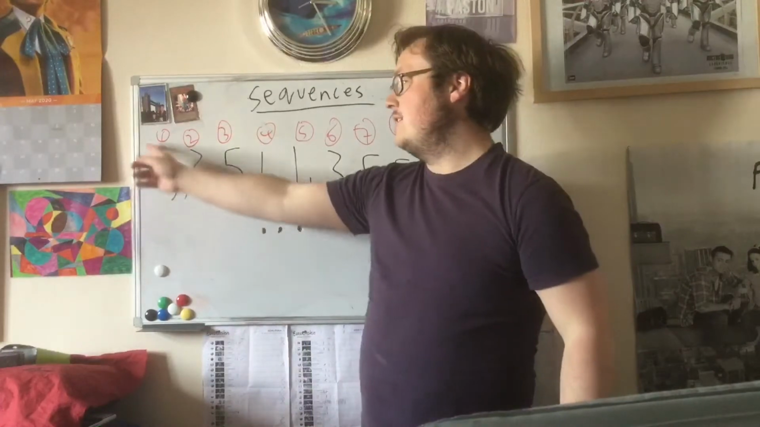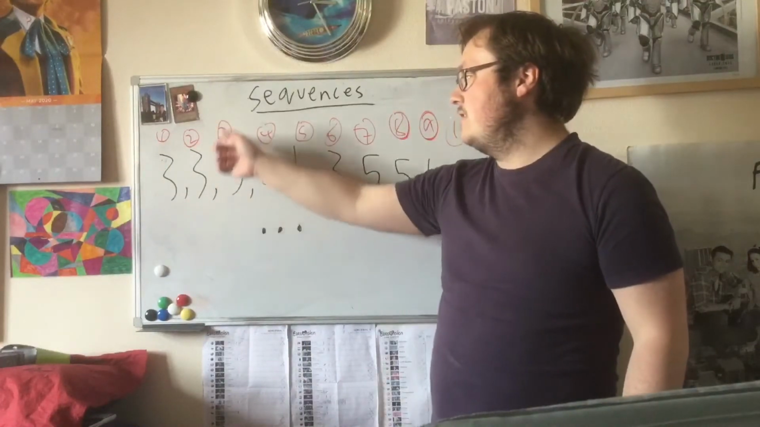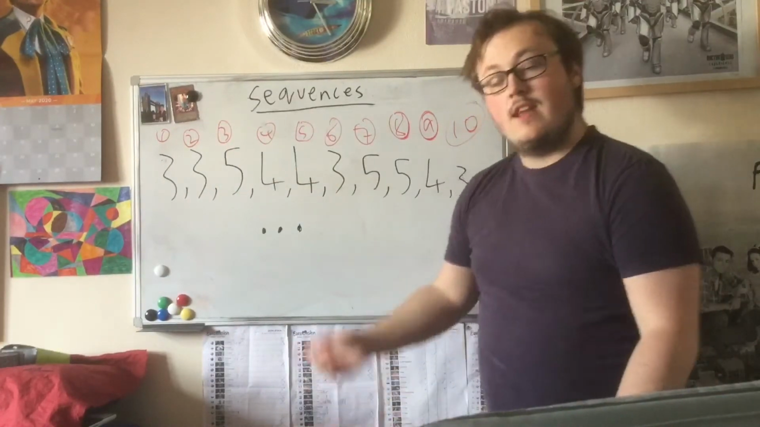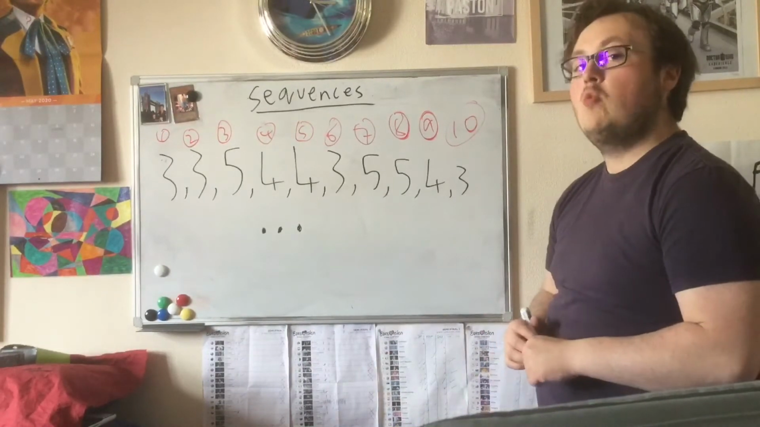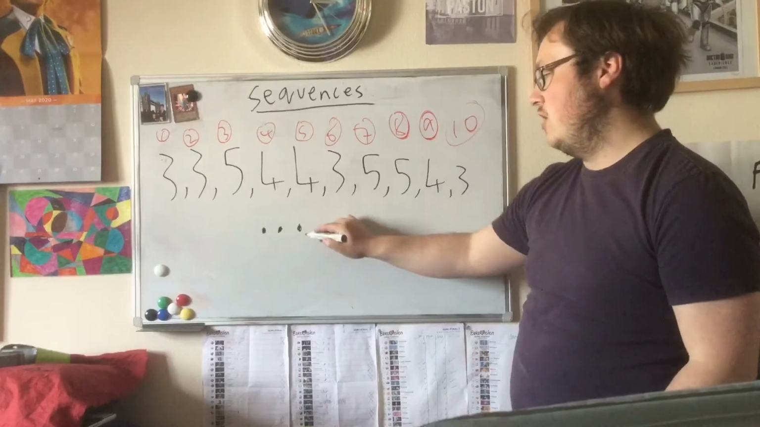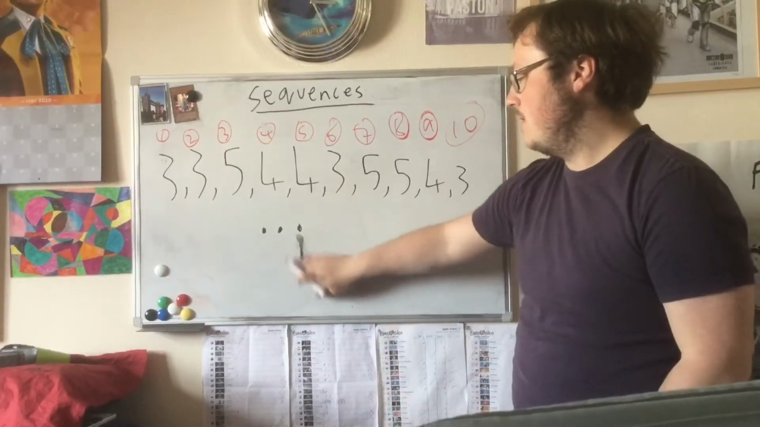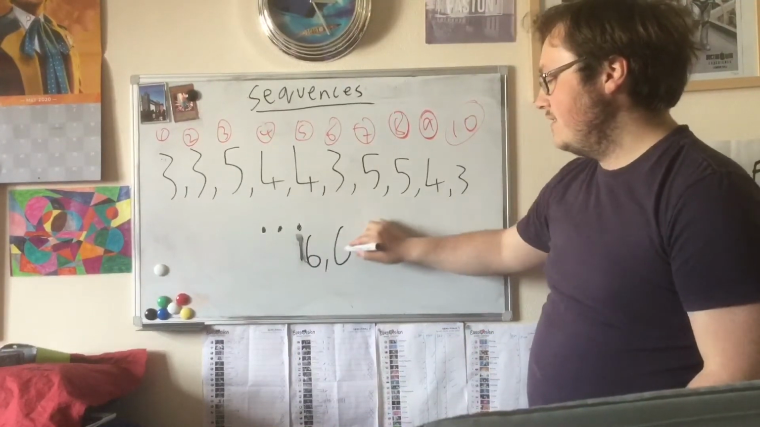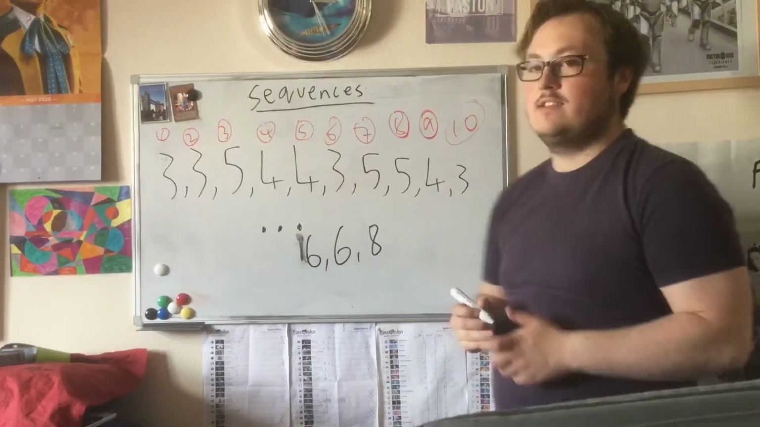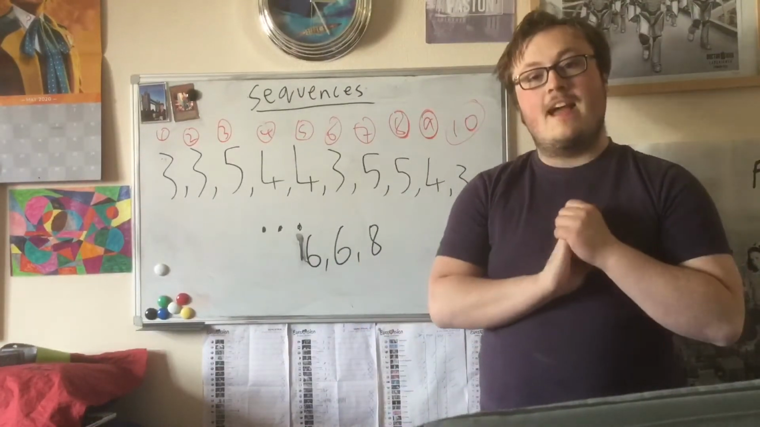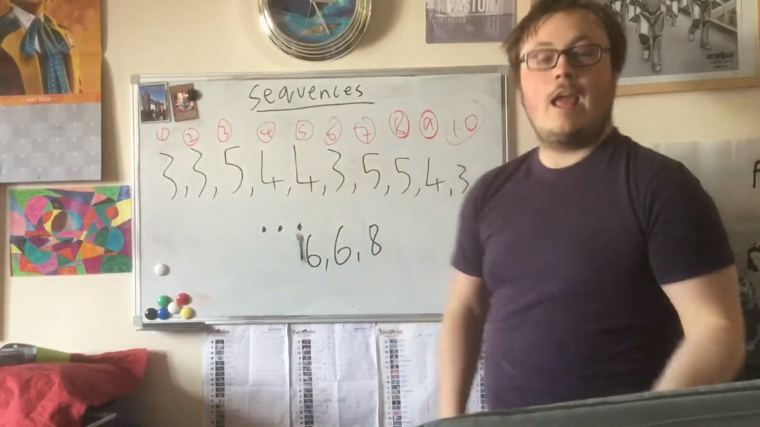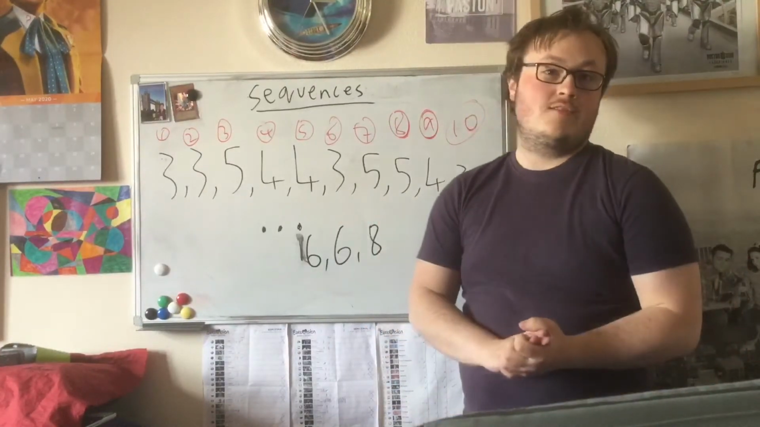So 3 letters in 1, 3 letters in 2, 5 letters in 3. So that means that the next 3 are going to be the number of letters in the words 11, 12 and 13, which are 6, 6 and 8. If you got that, absolutely fantastic. If not, it is a challenging puzzle.